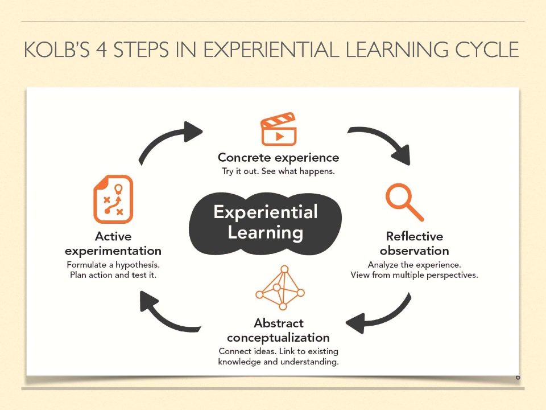And then abstract conceptualization: reflection gives rise to a new idea. This is where you come up with your own theory, your own take, let's say, on a specific idea or theory. For example, when you're working on your final project, you're actively engaged in abstract conceptualization. And then finally, active experimentation, when you actually try it out.